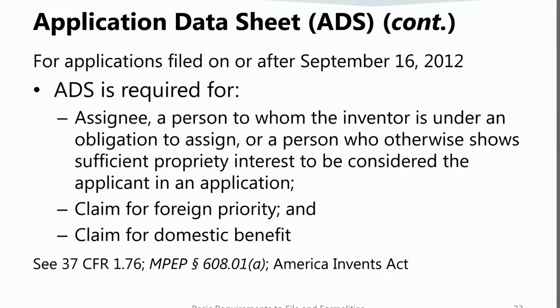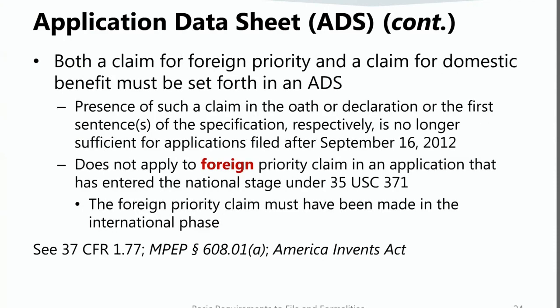For applications filed on or after September 16, 2012, an ADS is required if there is an assignee applicant, a claim for foreign priority, or a claim for domestic benefit. Domestic benefit claims must now be set forth in the ADS. While claims for foreign priority were once accepted if present in the oath or declaration, these now must be set forth in the ADS as well. An exception applies to foreign priority claims in applications entering the national stage under 35 U.S.C. 371, if the foreign priority claim was made in the international phase.